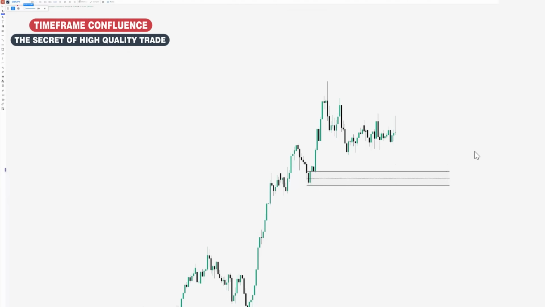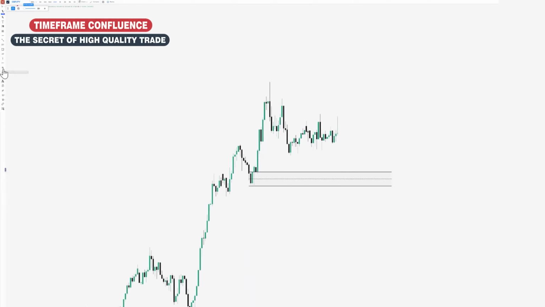Now, what other confluence can you see right here that increased the probability of this zone? Paying close attention, you can agree with me that we have the liquidity sweep of this internal structure right here. This is an internal structure right here. Price took liquidity underneath this zone, so it's also valid. Apart from that, we have other confluence right here because this is a very clear break of structure, which explains that the order flow is clearly bullish in this case.